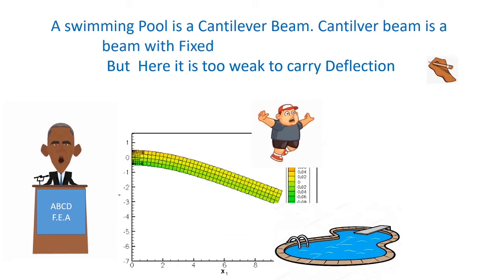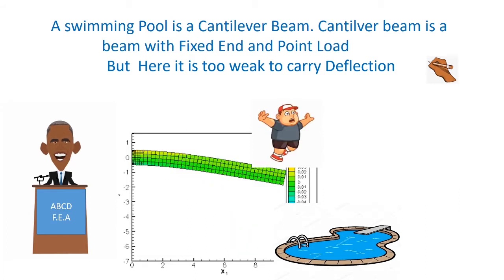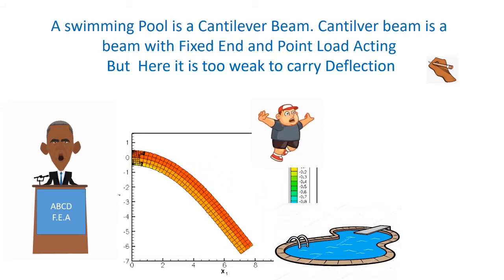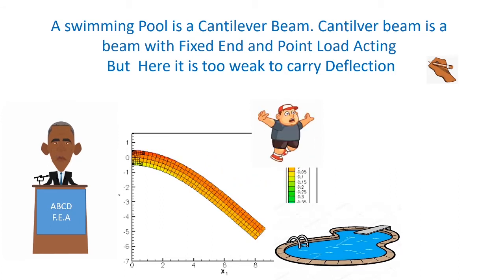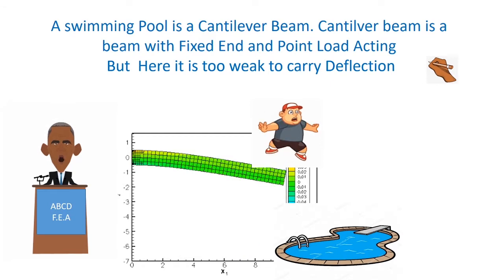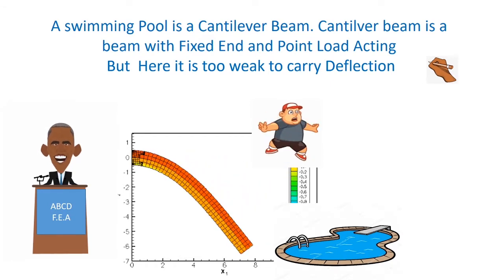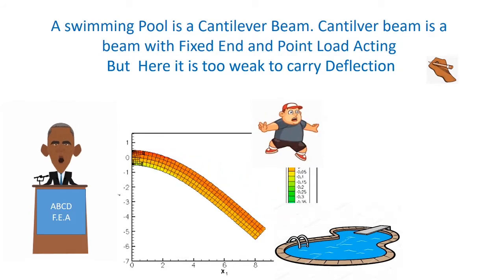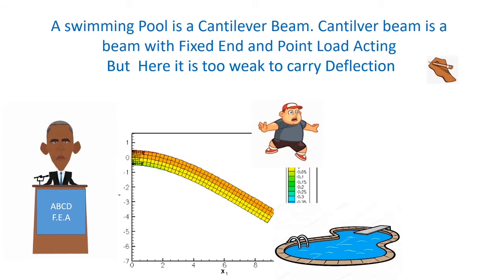Now you can see here there's a swimming pool and a healthy boy wants to jump from that pool. However, the pool cannot withstand the force given by the boy, or the weight of the boy, so it undergoes a very large deflection. So in today's session, we're going to find out the deflection using the Rayleigh Ritz method.